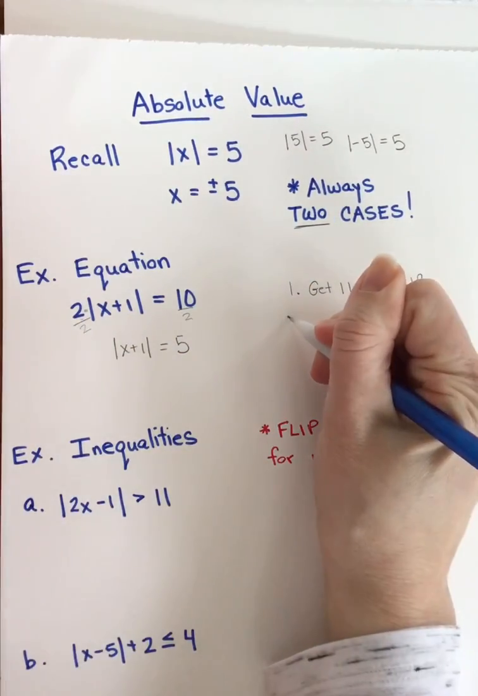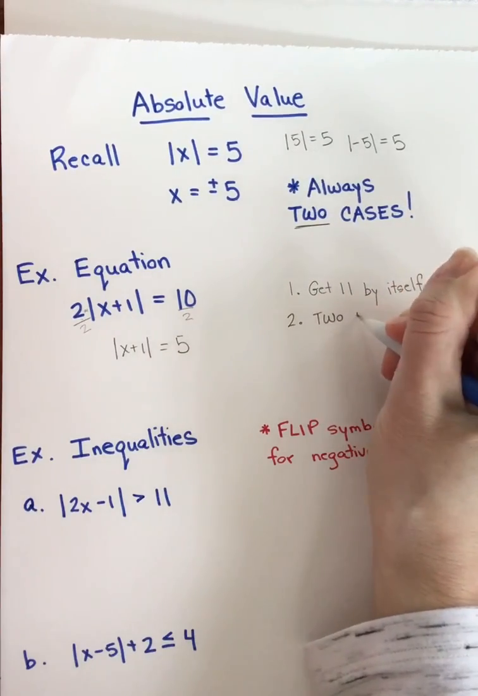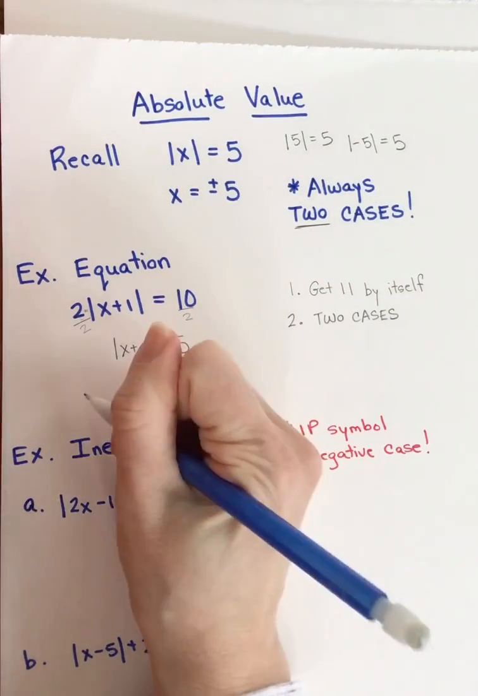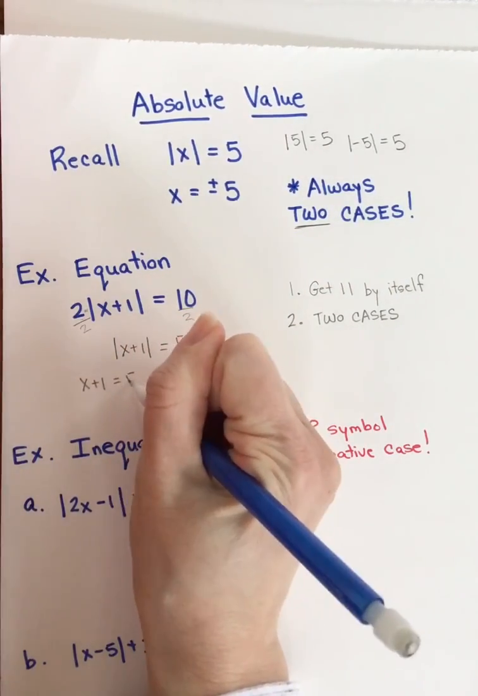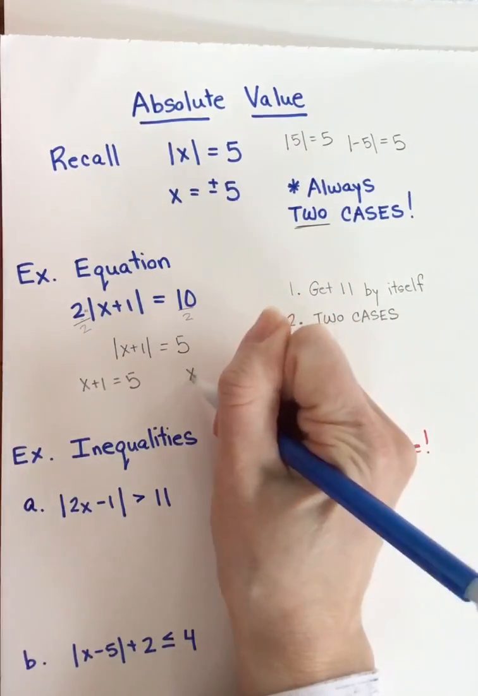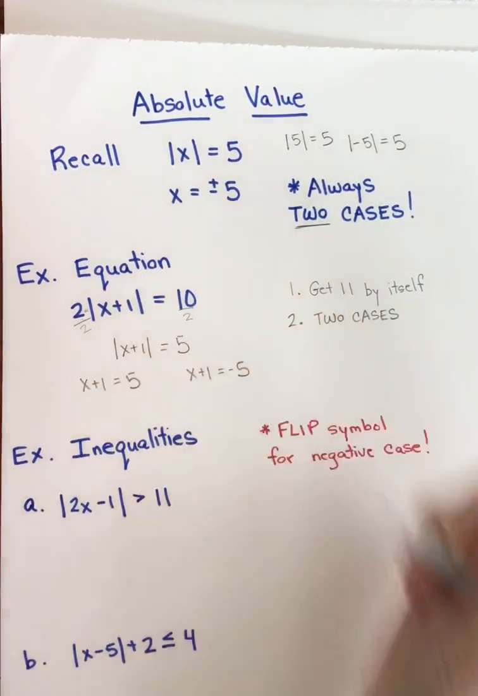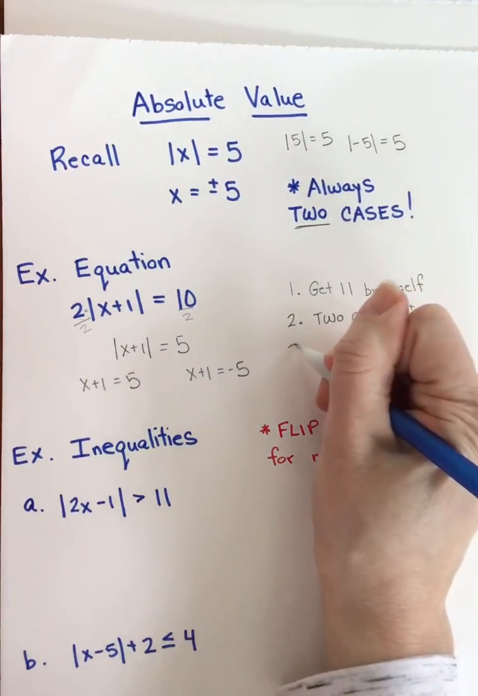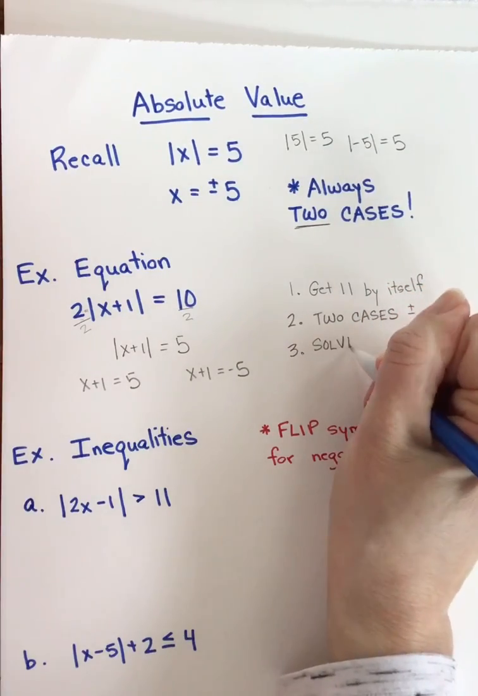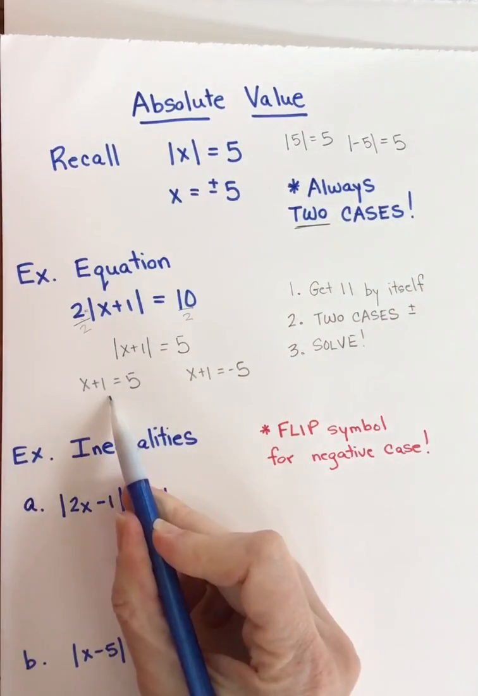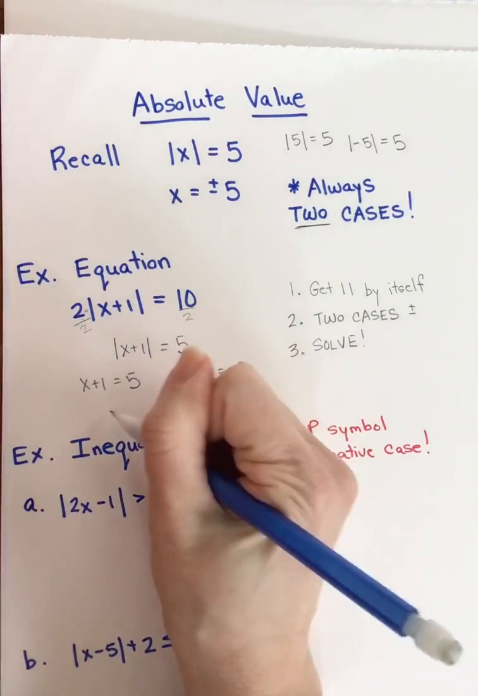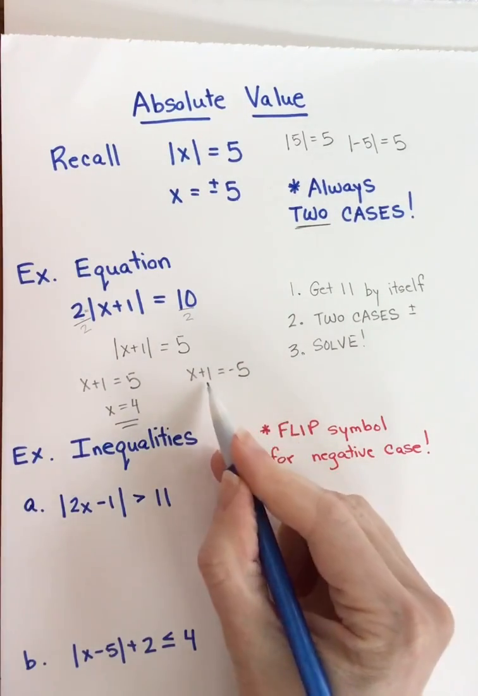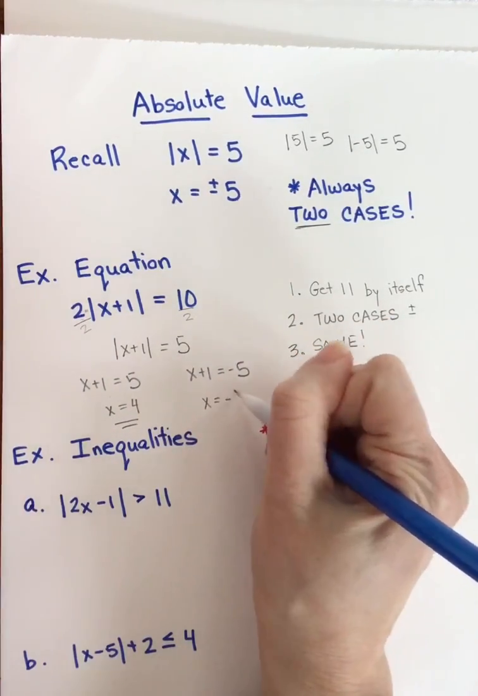Now, in order to set up my two cases, I'm going to take away the absolute value walls and say maybe this was a positive 5, or maybe this was a negative 5. I just don't know what was happening inside. After we get our two cases, now we're going to solve. Same as it ever was. Now we're back to pretty much junior high solving. In order to undo plus 1, I'm going to subtract 1 from both sides. Here, I have a negative 5, so when I subtract 1, it leads me to negative 6.